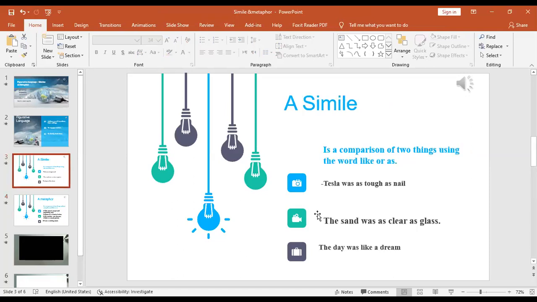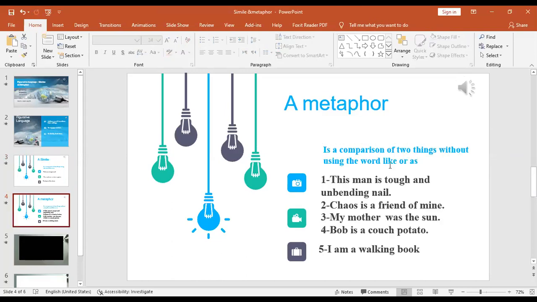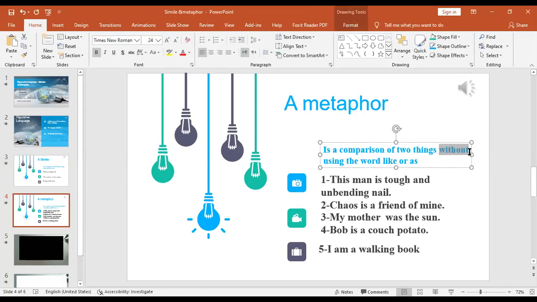Again, in simile, we are doing comparison using like and as. But in metaphor, we don't use like or as. Look at here. Let me highlight it. Here. Without using like or as.